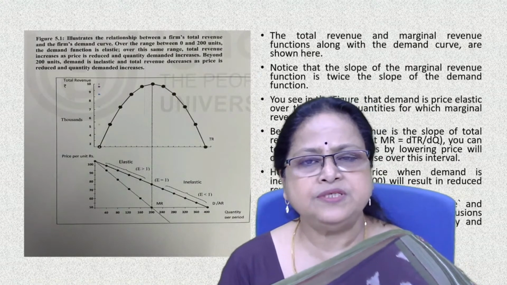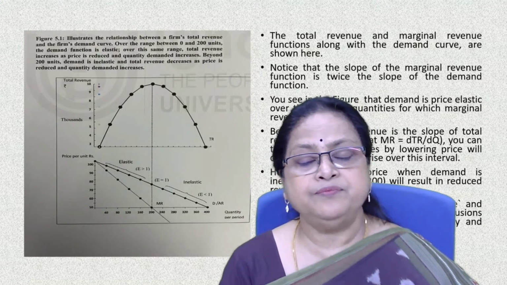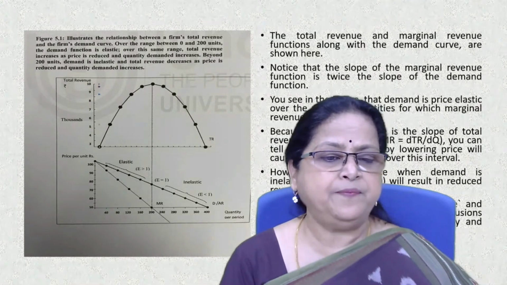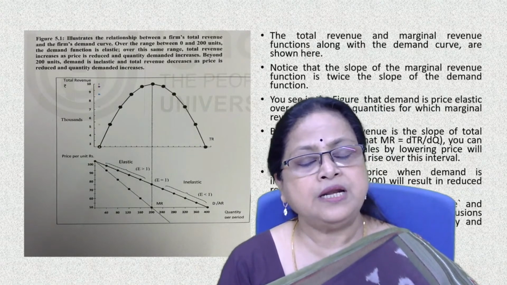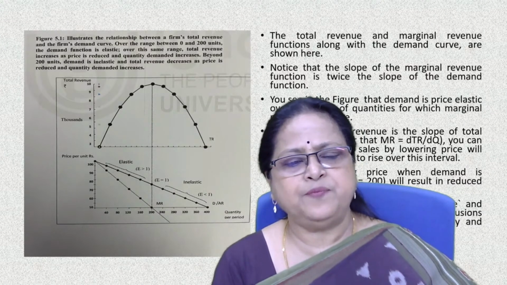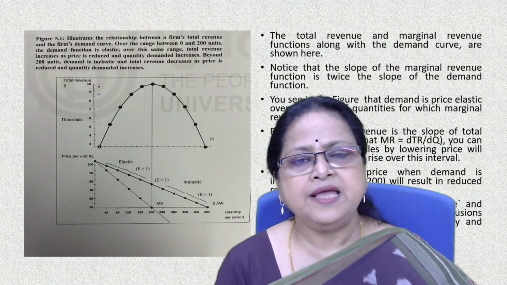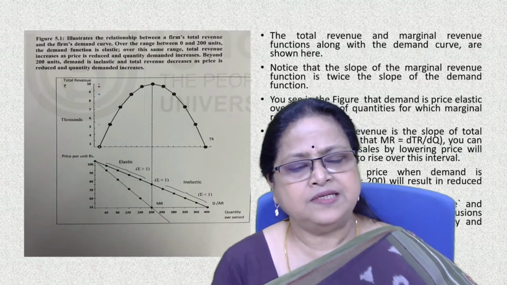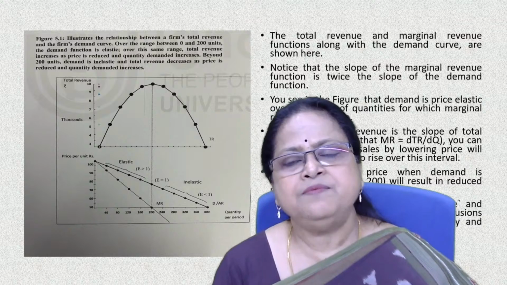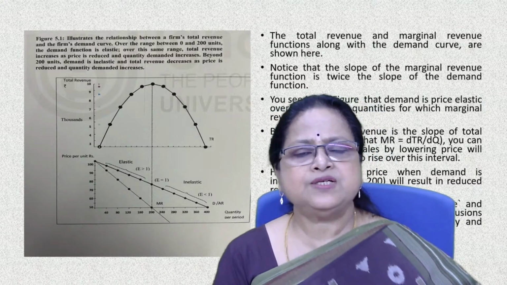Now, average revenue is the price. Elasticity will be greater than 1 towards the left of the midpoint, elasticity is equal to 1 at the midpoint, and elasticity is less than 1 after the midpoint. That means it is more elastic towards the left. When price is high, demand is elastic. When price is low, demand is inelastic. So the total revenue and marginal revenue functions are shown here.